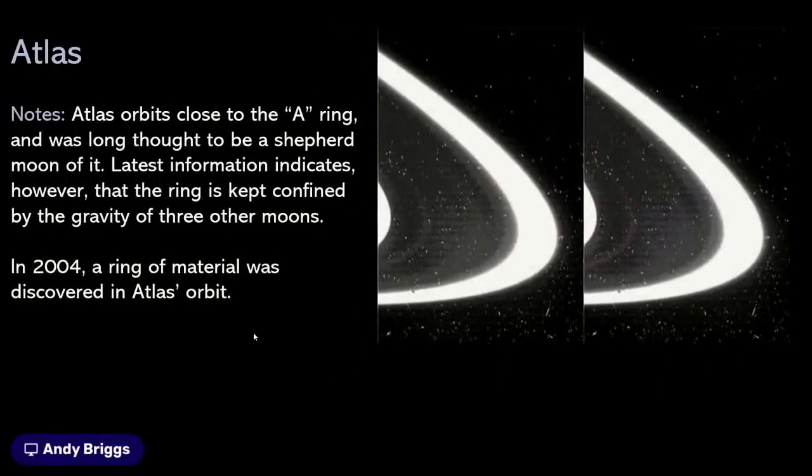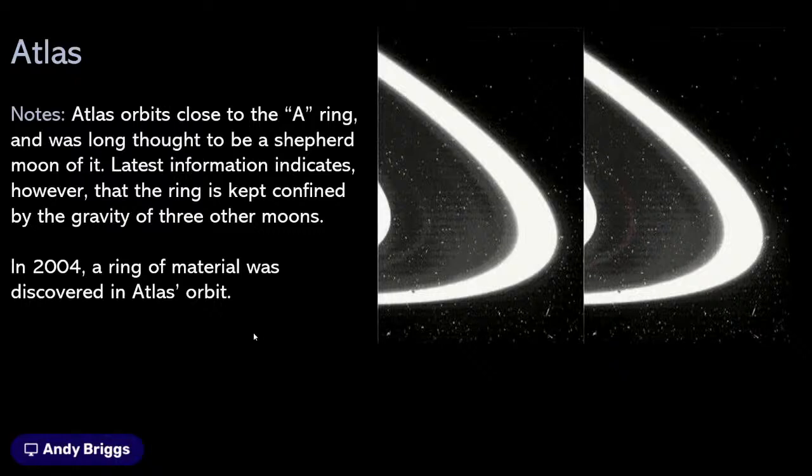And because for a long time Atlas was thought to be shepherding the A ring to make it keep its shape, it's now thought that it isn't actually a shepherd of the A ring at all. The latest information indicates that the ring is kept within its limits by the action of three other moons, Prometheus, Janus, and another one I can't remember. So Atlas is not actually a shepherd moon.